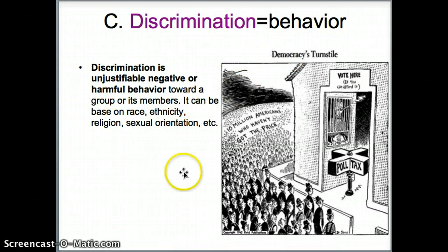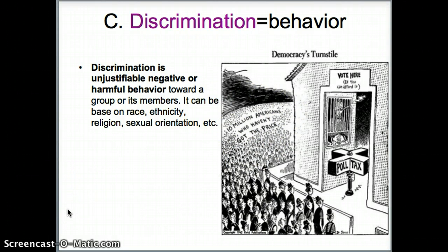I have here another cartoon done by Dr. Seuss, and it was a commentary on the poll tax. Some of you, if you go back to your history lessons, might remember the poll tax was enacted and in place before the 1960s, when it was overturned by the Supreme Court. Dr. Seuss labels it democracy's turnstile, and he says, vote here if you can afford it. The poll tax was something enacted really to keep poor people, and particularly in the South, African American people, from being able to vote. And you see here the commentary is 10 million Americans who haven't got the price.